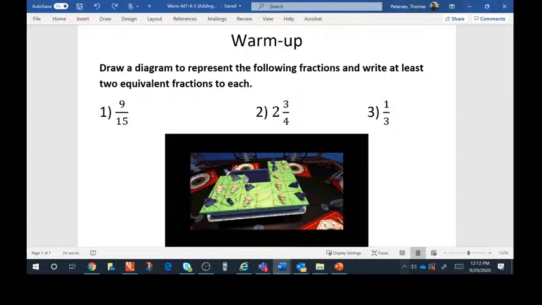I want you to draw 3 diagrams just like we did yesterday, showing these fractions, what they look like, and also write 2 equivalent fractions for each one. Give it a try. Let's see how it goes. Go ahead and pause me and work on that, and we'll come back together momentarily.